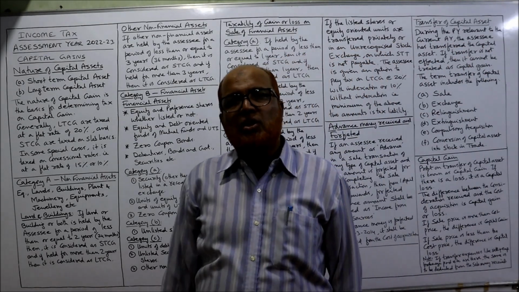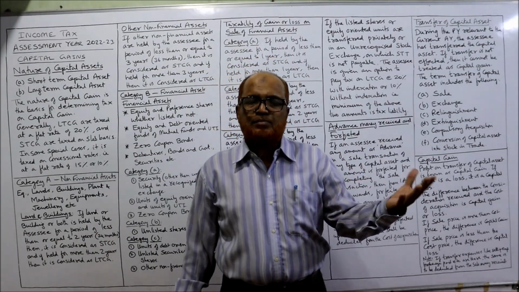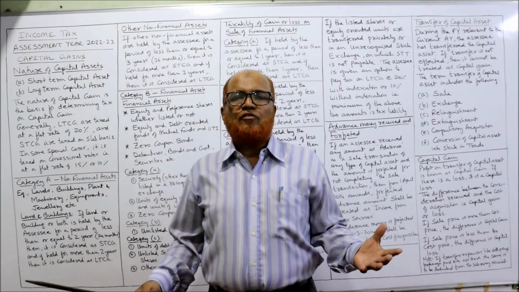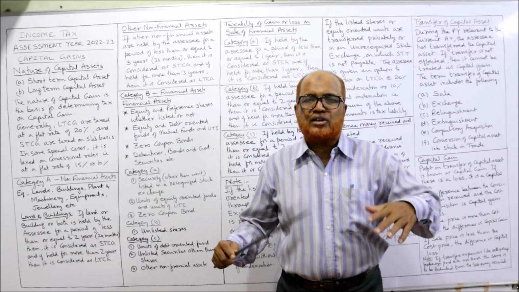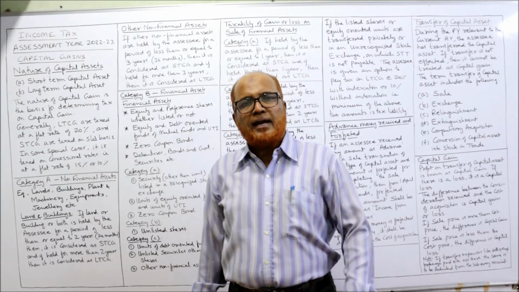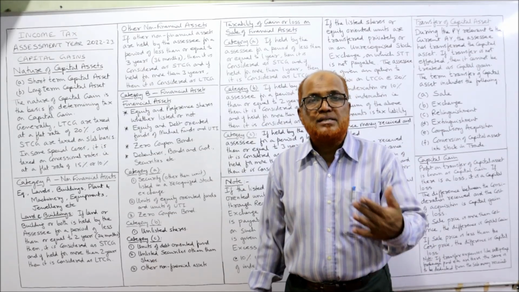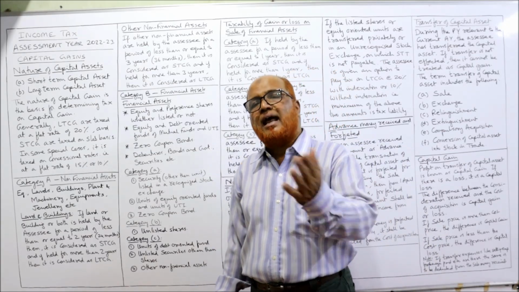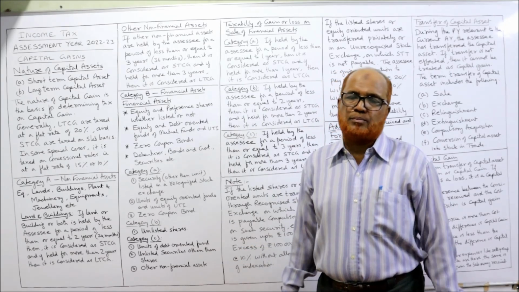Now, nature of capital asset. So what do you mean by capital asset? Already I have explained in the last video. Any type of property, whether movable or immovable, tangible or intangible, fixed or circulating, and examples of those assets which are not taxable, like personal effects, agricultural land in rural area. These are the things which are not taxable.